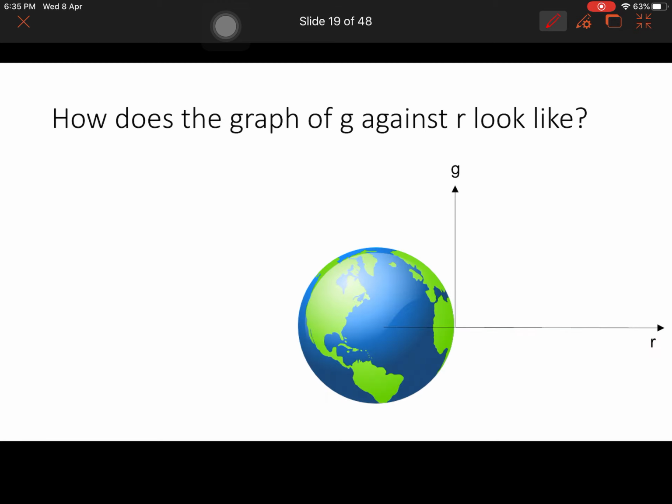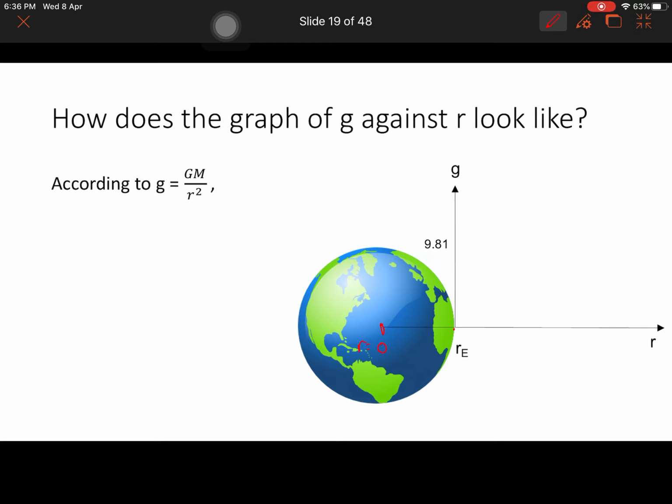Alright, now how does the graph of G against R look like? So as I go further away from the Earth, what is G going to be? Is G always 9.81? By now you should know that it's not, right? 9.81 is at the surface of the Earth. So at the surface of the Earth, this is our radius of the Earth. Now over here is the center, so this is where our R equals 0 meters. At the surface of the Earth it is going to be 9.81.